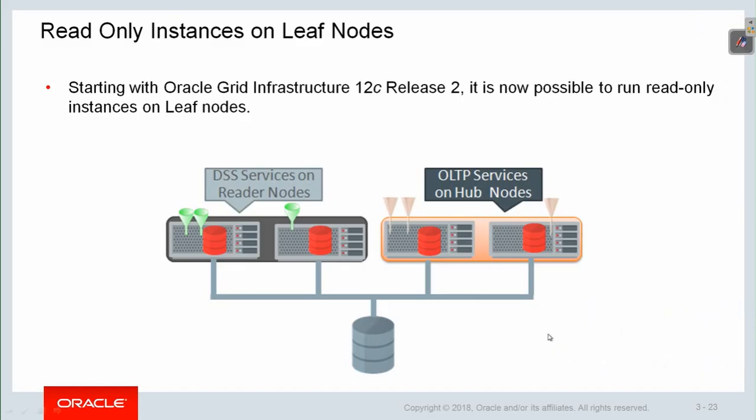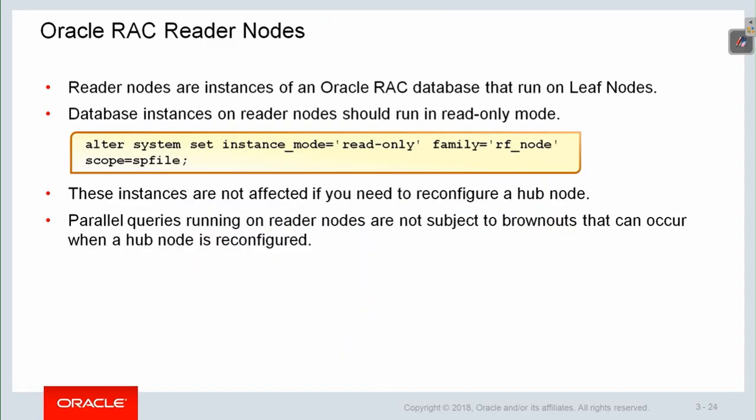And read-only instances on leaf node: starting with Oracle Grid Infrastructure 12c Release 2, it's now possible to run read-only instances on leaf node. And that is called reader nodes. That's in the name of the instance. And reader nodes are instances of Oracle RAC database that run on leaf node. And database instances on reader node should run in read-only mode. It is a read-only mode, and that is the only one supported.